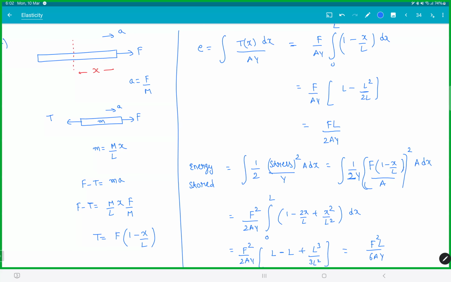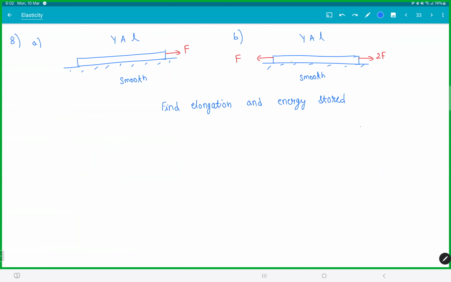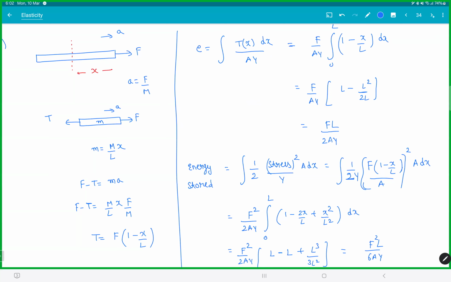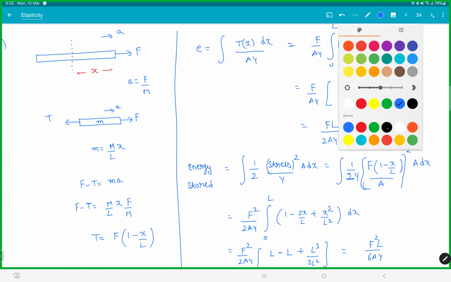Please have a look at the steps. And using these steps, can you replicate the second problem now? I have 2F and F. That is the only difference. You have a rod with forces 2F and F on either side. Now can you solve? I'll just write on the question here if you want.